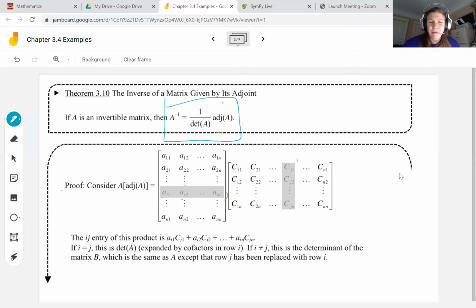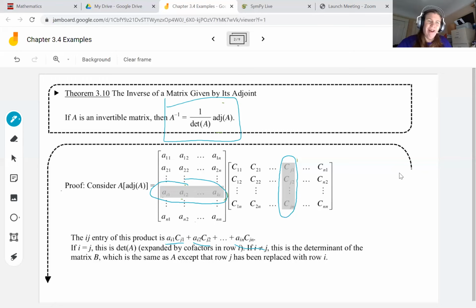So consider A multiplied by the adjoint of A. Here's matrix A, and we've highlighted row i. Think about if we multiply that by column j in the adjoint matrix of A. The ijth entry of the product is going to be the sum of each element of A multiplied by the corresponding cofactor. So we've got Ai1 multiplied by Cj1, Ai2 multiplied by Cj2, added all the way up with Ain in the nth column, multiplied by Cjn.